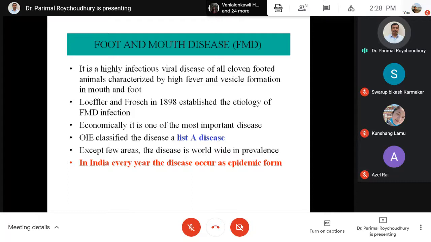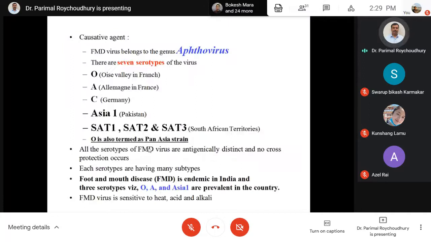Earlier, the Office International des Epizooties, what we call the World Organisation for Animal Health, categorized diseases into list A and list B, but nowadays they have abandoned this nomenclature. They simply say that this is a disease having a severe economic impact on countries. So that's the disease. Let's come to the causative organism.